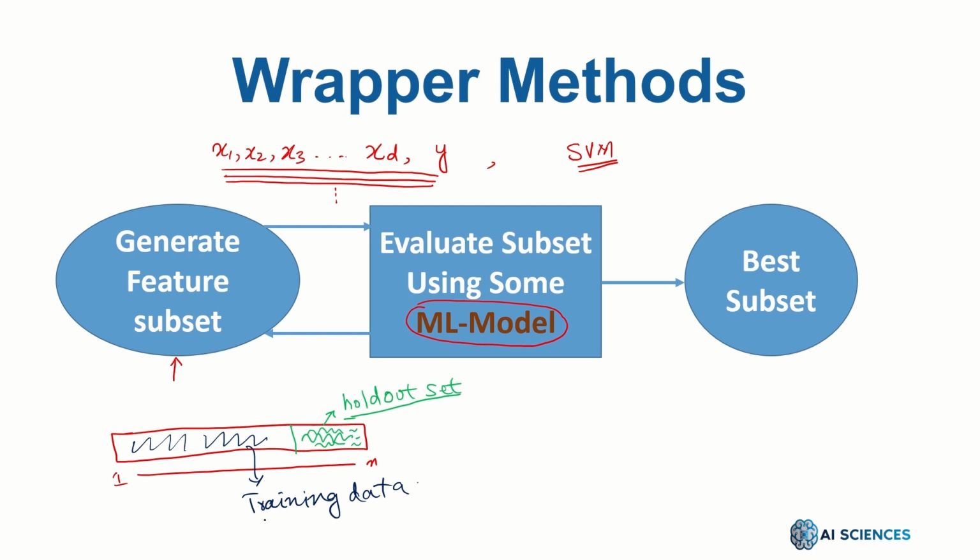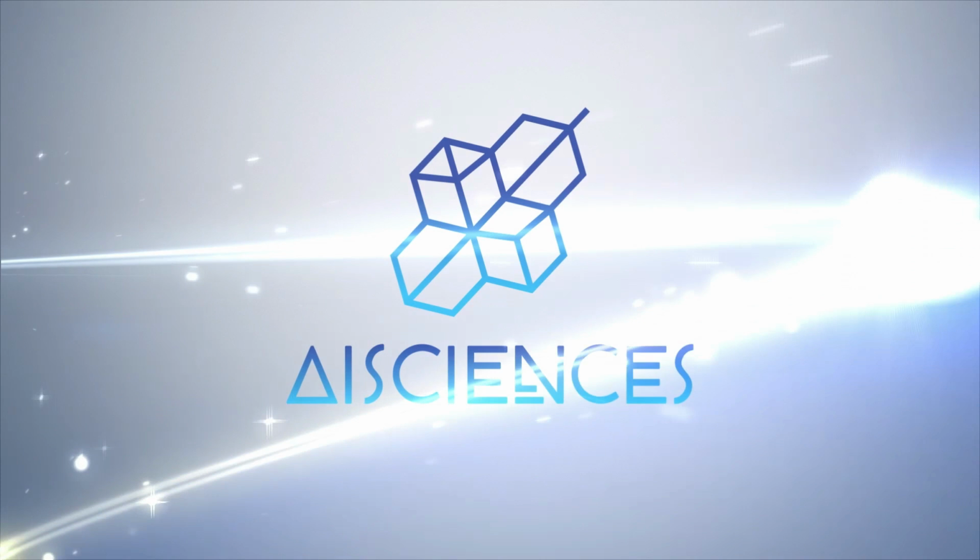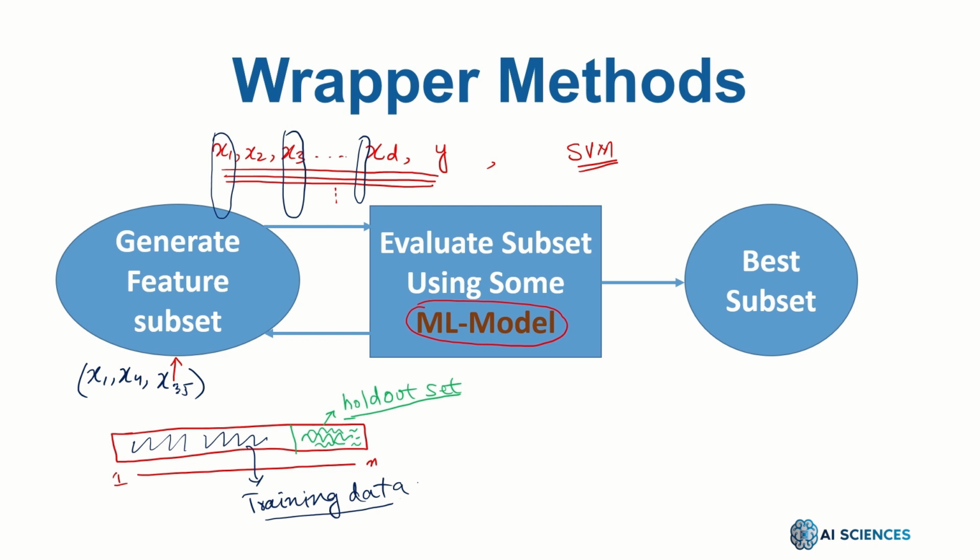Now, on the training data, you select a particular subset. For example, you select a subset of, let's say, x1, x4, x35. Let's say you select a subset of size 3. So in your training data, you just pick the x1 values, x4 values, and x35 values, so that the data is 3-dimensional. Your feature space is 3-dimensional after selection. Now on these features x1, x4, and x35, you train your model from the training data, let's say an SVM.